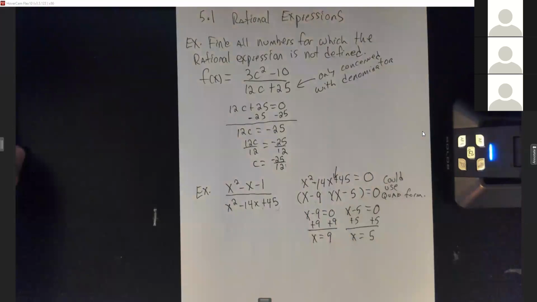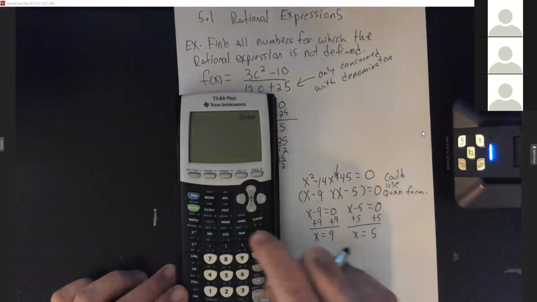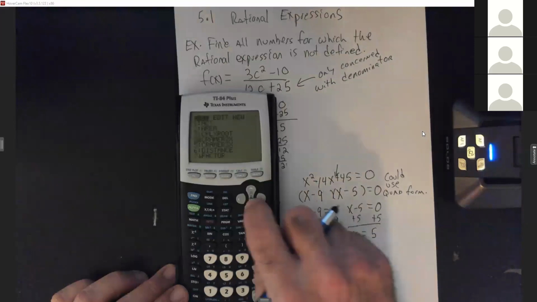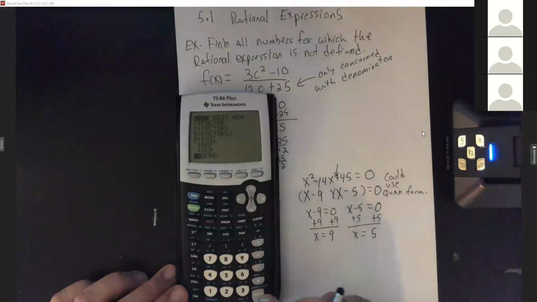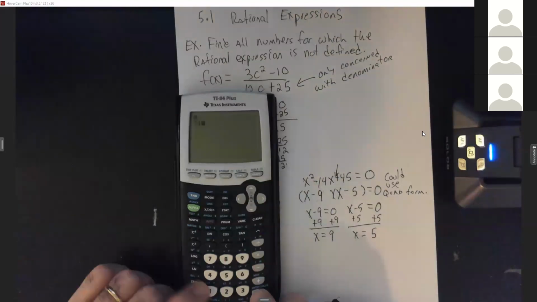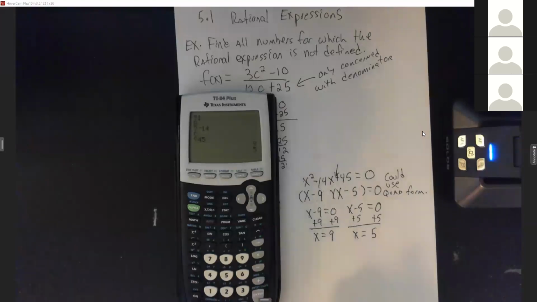But y'all, like I said on that, you could have said, hey, let me go to program. Let me go to quad. Enter. I could have put a 1 for my A, negative 14 for my B, 45 for my C, and it would have gave me that 9 and 5 that I got, okay?